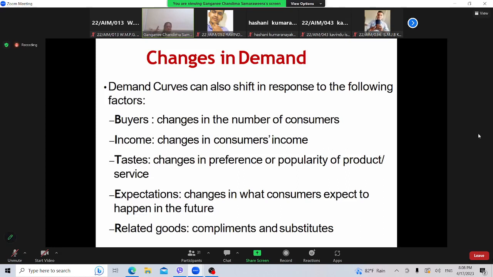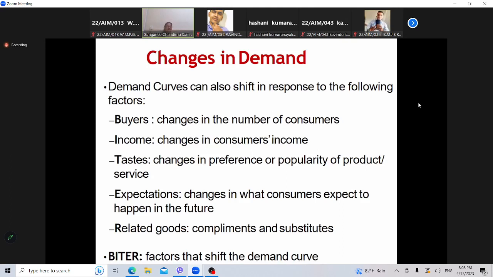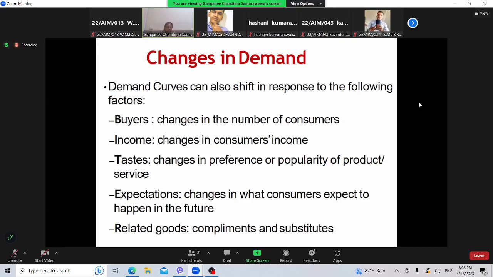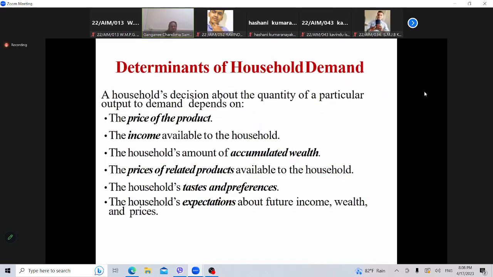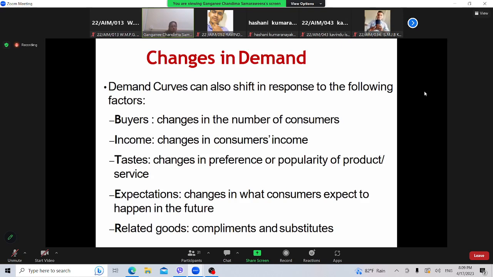BITER, not butter. Okay, butter is B-U-T-T-E-R. Here, BITER you can remember. B means buyer, I income, T taste, E expectations and related goods. Okay, so same as determinants, but here I think it's easy for you to remember.